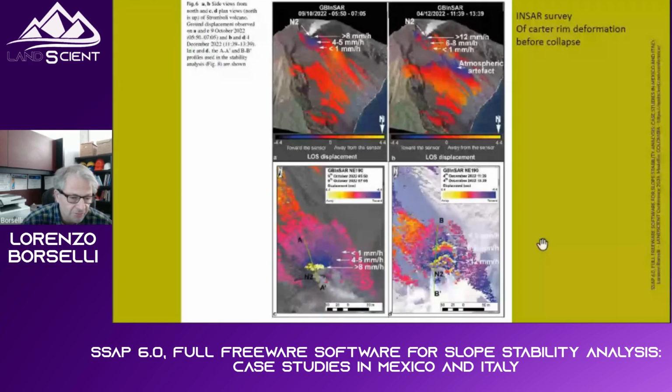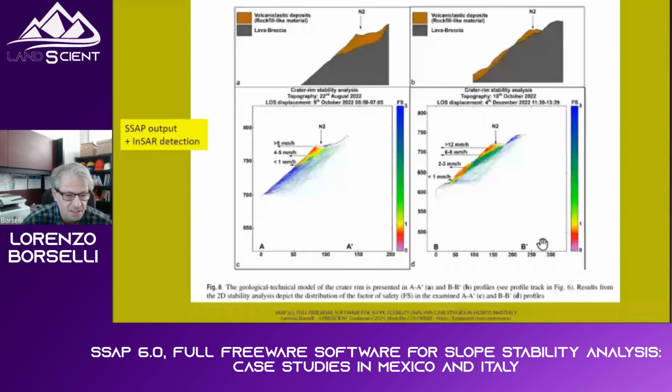And these are the final results with SSAP. The safety factor, of course, in these red and pink areas, we have the highest rate of deformation, and that corresponds to the crater rim morphology change because we have two different dates, combined with displacement evaluated.